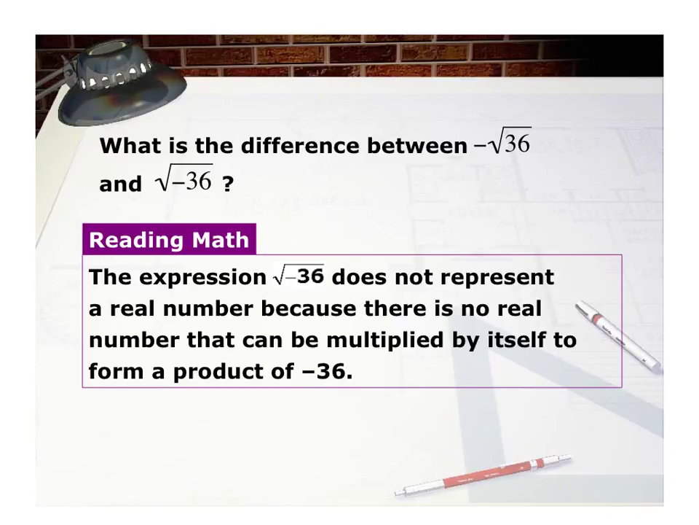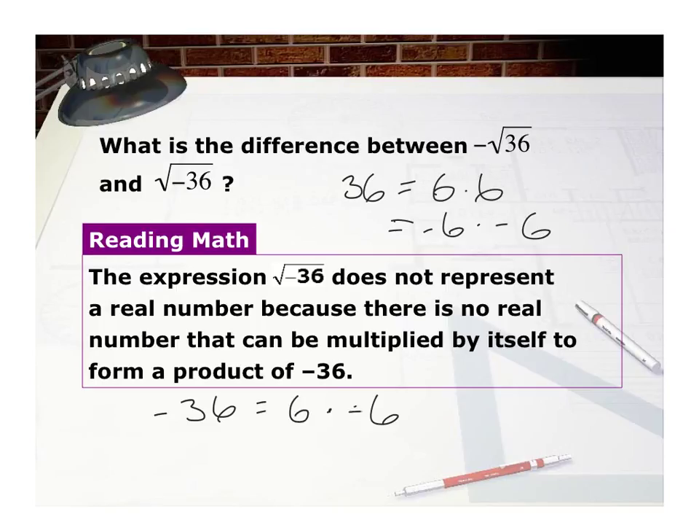Now, one thing to note too is what's the difference between the negative symbol in front and the negative symbol inside the square root sign? Well, here's the difference. The expression of the square root of negative 36 does not represent a real number because there is no real number that can be multiplied by itself to form a product of negative 36. And that goes back to our rules of multiplying integers. By definition, a square root has to be the same number times itself. So for example, 36 can be achieved by taking either 6 times 6 or negative 6 times negative 6. However, with a product of negative 36, you'd have to have positive 6 and negative 6 because you'd have to have one negative sign. So the two factors would not be the same value, so that's why there is no real number.